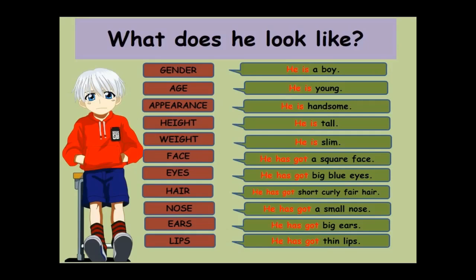We can talk about his hair, and say, he has got short, curly, fair hair. Also, if we talk about his nose, we can say, he has got a small nose. And, if we talk about his ears, we can say, he has got big ears. And finally, if we talk about his lips, we can say, he has got thin lips. Now that you have learned this basic vocabulary, it is your turn. You have to choose 4 famous people that you admire, and try to describe them.